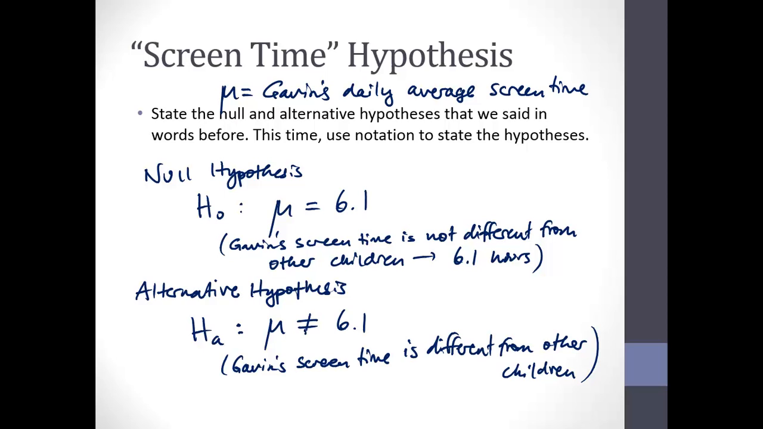So again, it's a simple example here, but it shows setting up these claims that I'm interested in testing. So if I want to know something about Gavin's average screen time, how does that compare to other children? This is how I set it up, and where we'll go next is being able to make a decision here. So which one of these things is true?